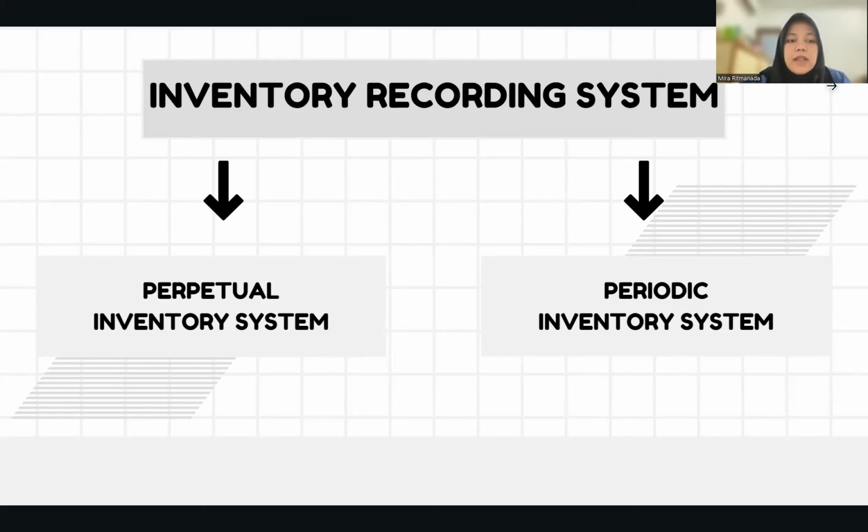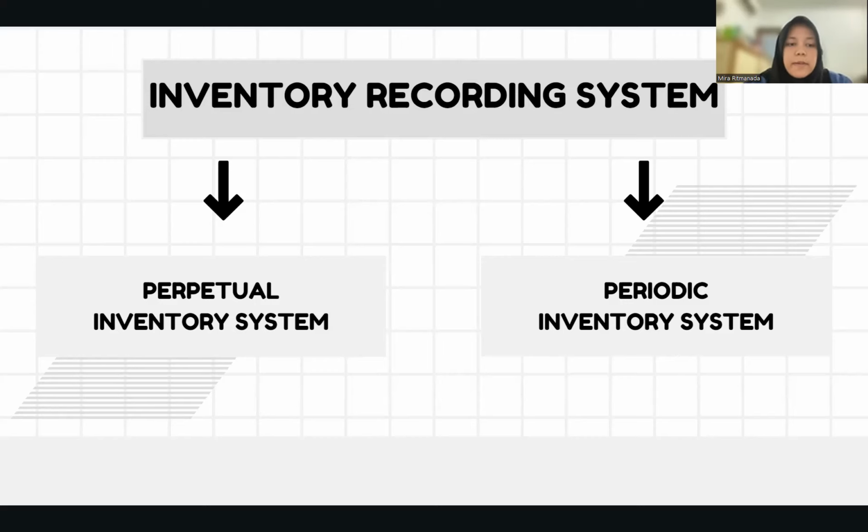Number one, perpetual inventory system. The company keeps detailed records of the cost of every inventory purchase or inventory sale. Continuous recording will show the amount of inventory remaining at all times. The company records cost of goods sold every time a sale occurs.